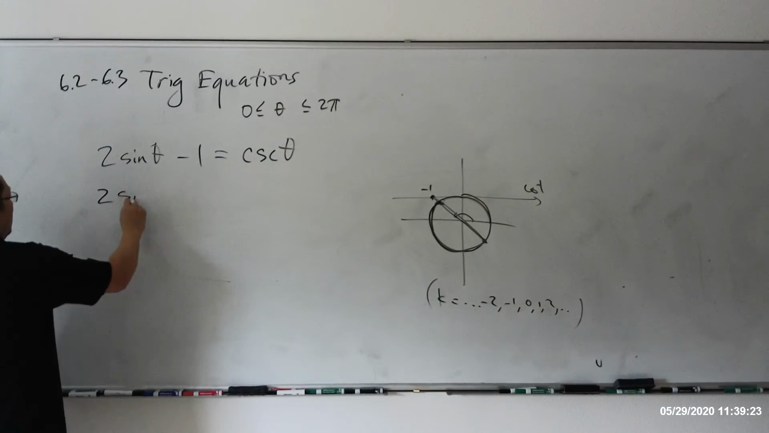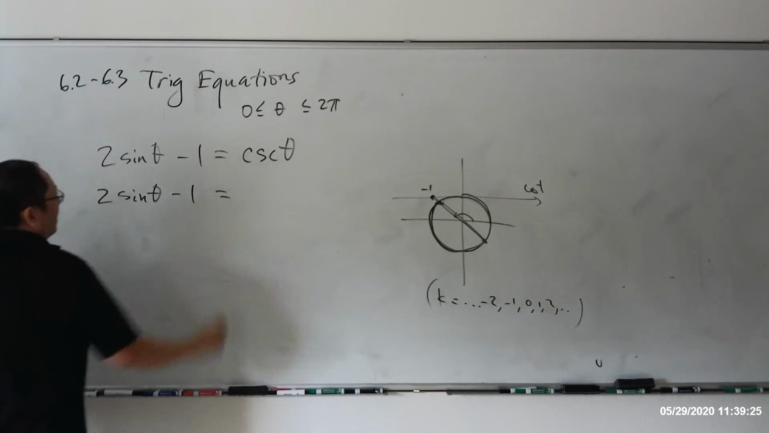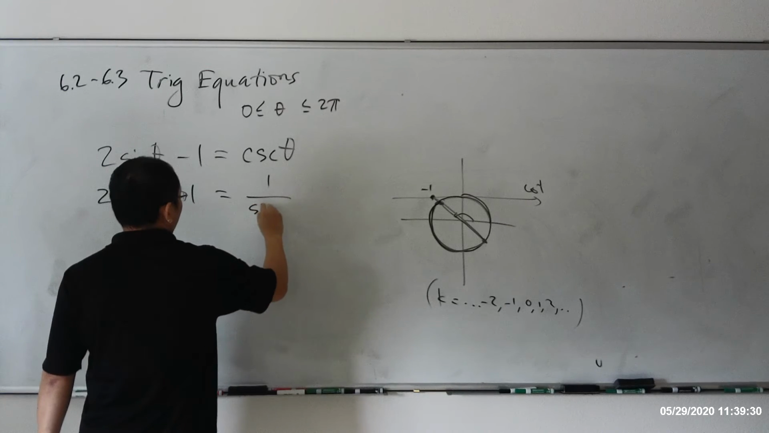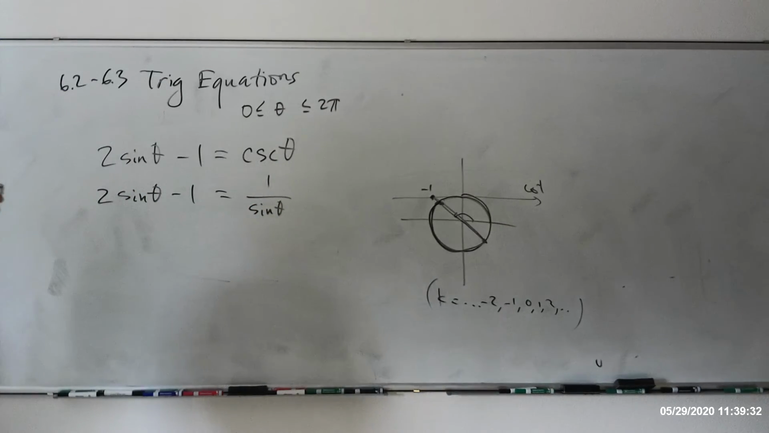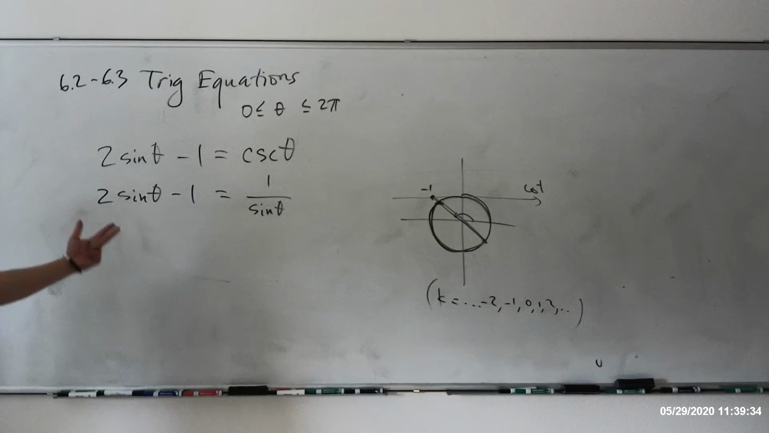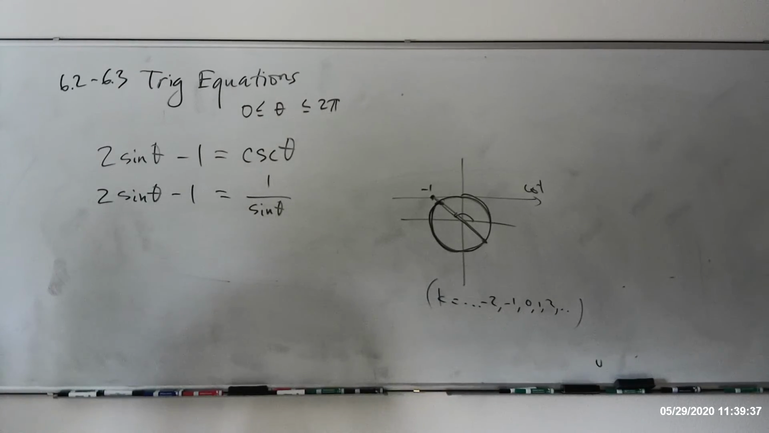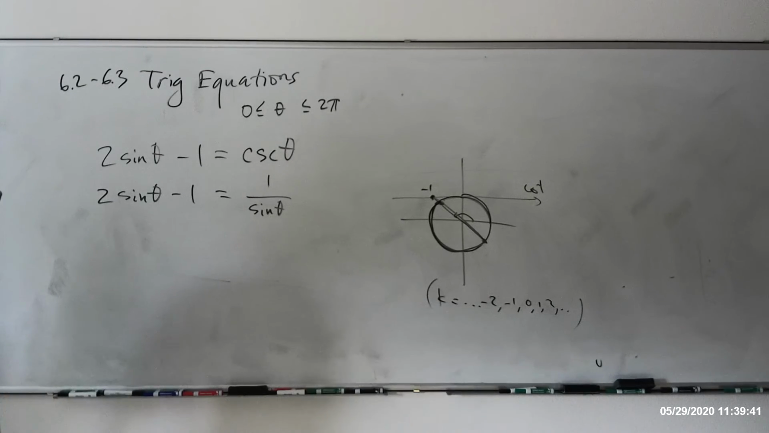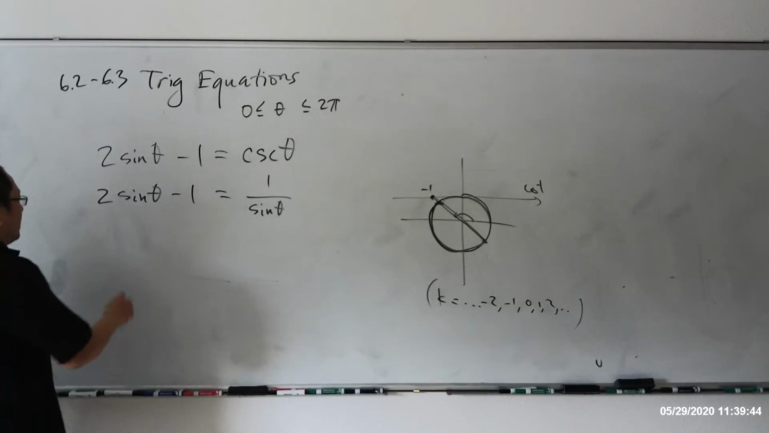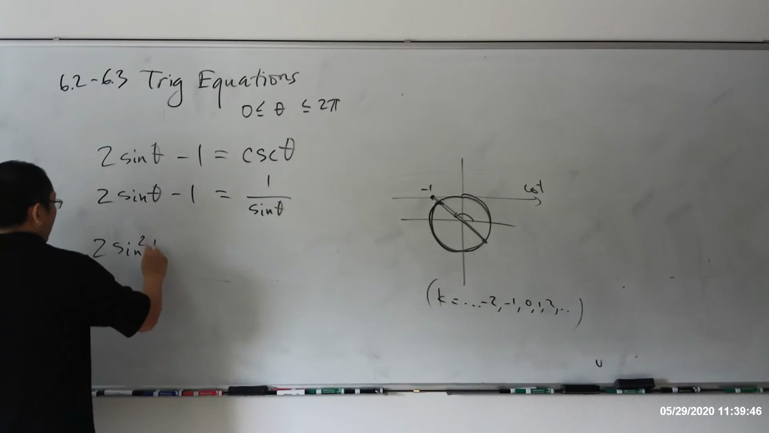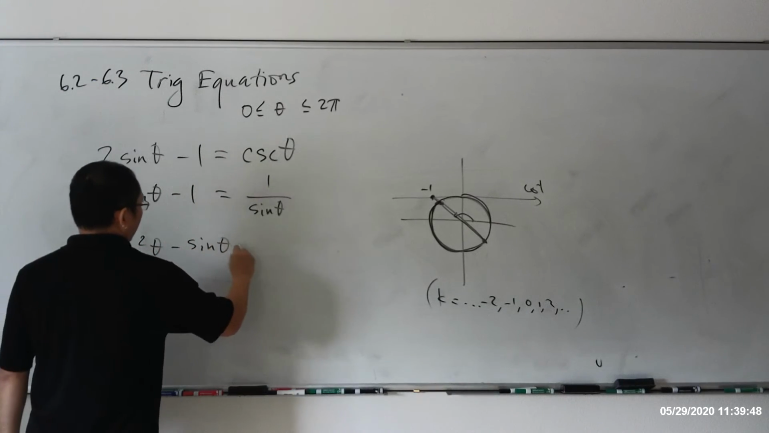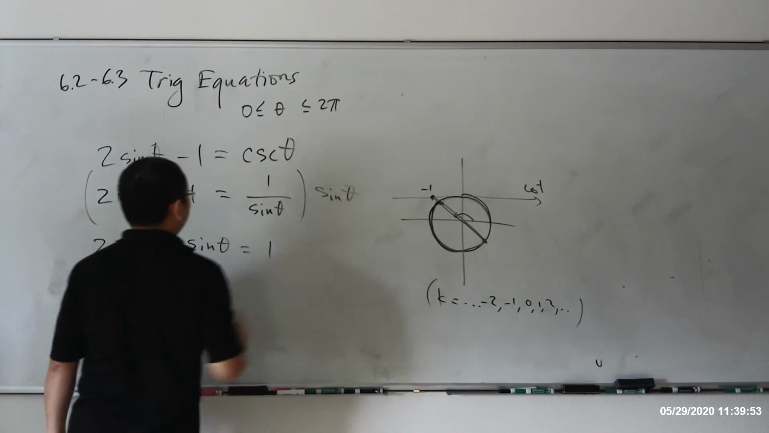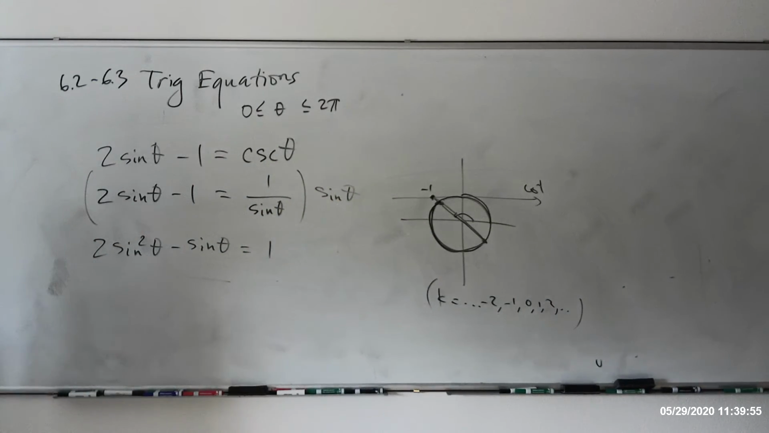So 2 sine theta minus 1, and cosecant is 1 over sine, so 1 over sine theta. Now that I don't have two trig functions anymore, I only have sine in here, and I can solve. So how do I do it? Get rid of the fraction. How can I do that? Multiply both sides by sine theta. So I get 2 sine squared theta minus sine theta equal to 1. I am multiplying both sides by sine theta, just trying to get rid of the fraction.